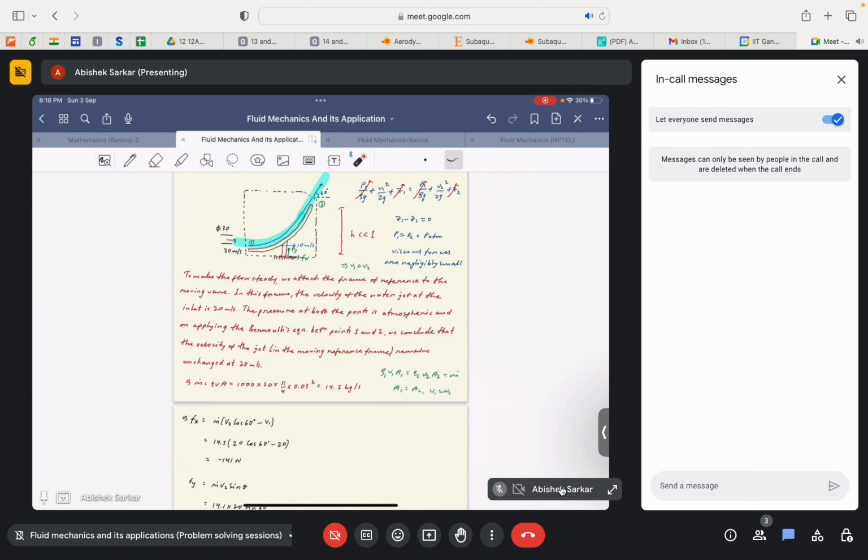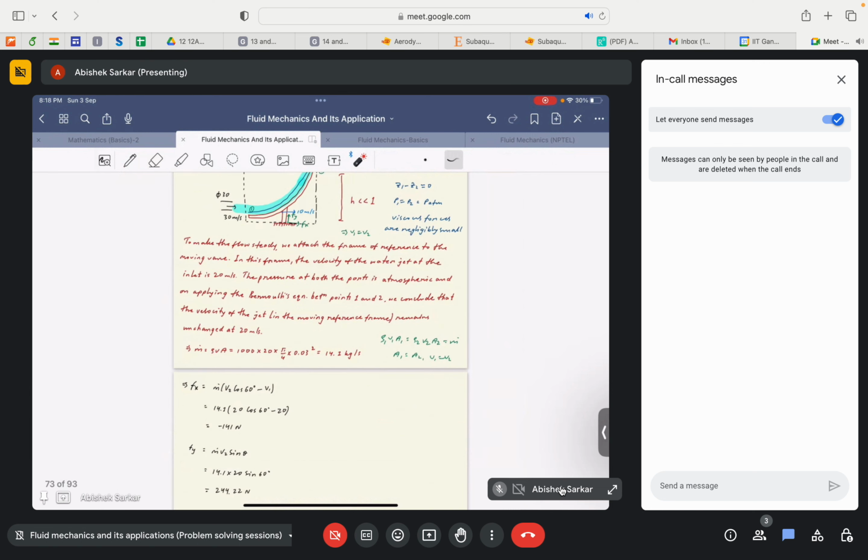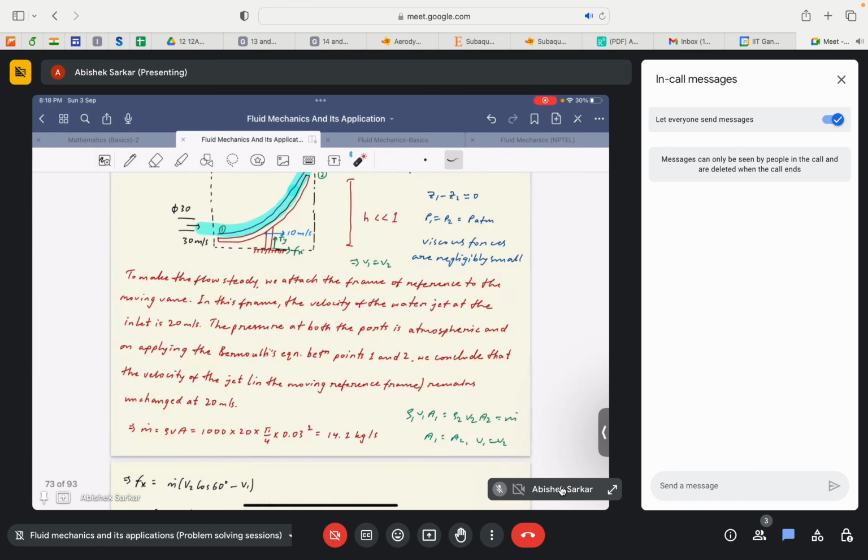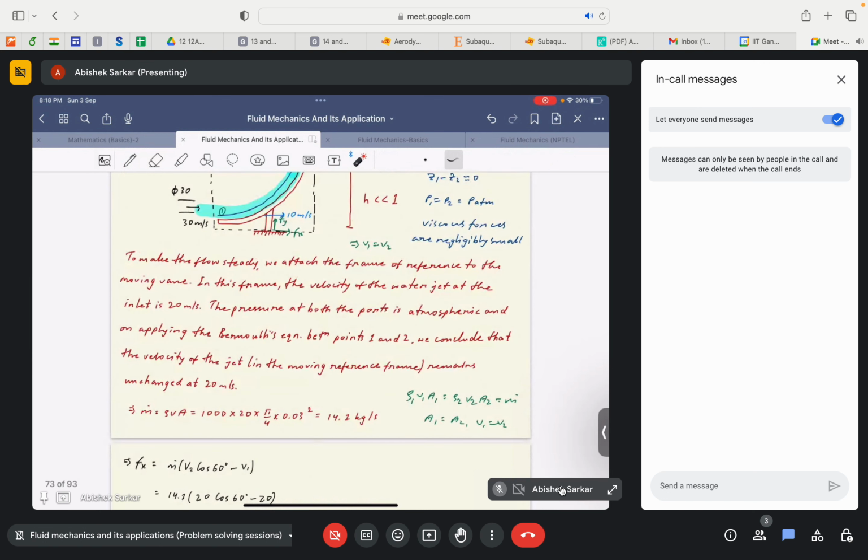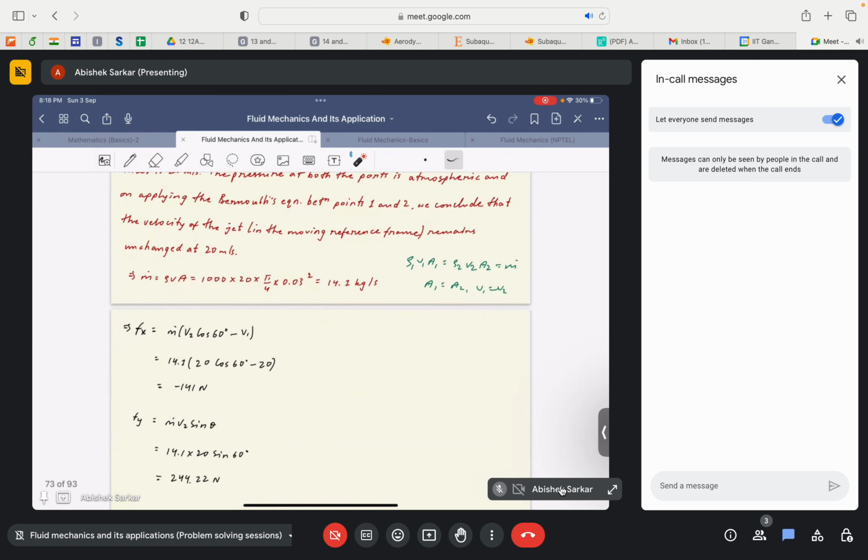So if we consider that, we get that Fx is equal to minus 141 newton. Again, the minus sign essentially gives us the idea that this Fx denotes the net force that acts on the control volume because of the vane, right? The vane that I have chosen. This tells us that the net force that acts on the control volume is equal to minus 141 newton. It is along the negative x direction, right?